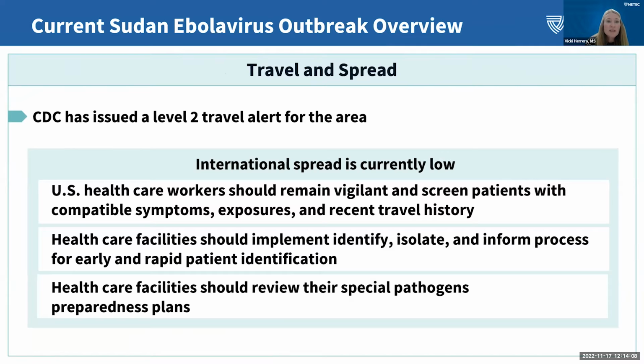Currently the CDC has issued a level 2 alert for this area. This means that US healthcare workers should remain vigilant and screen patients with compatible symptoms, exposures, and recent travel history. Healthcare facilities should implement identify, isolate, and inform processes for early and rapid patient identification. And healthcare facilities should review their special pathogens preparedness plans. So that's what we're going to talk about today, the laboratory's plan.